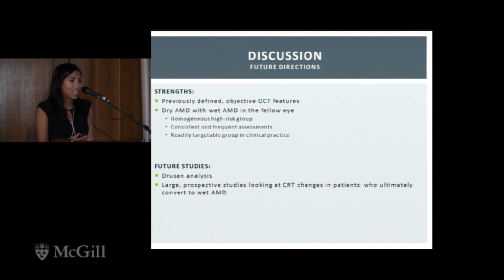In terms of limitations, we weren't able to do a full drusen analysis, which we would have liked to do, the area, the volume. It would be interesting and I think important to know how that ties into the central retinal thickness values. And obviously, we always want to do larger, bigger, better prospective studies.